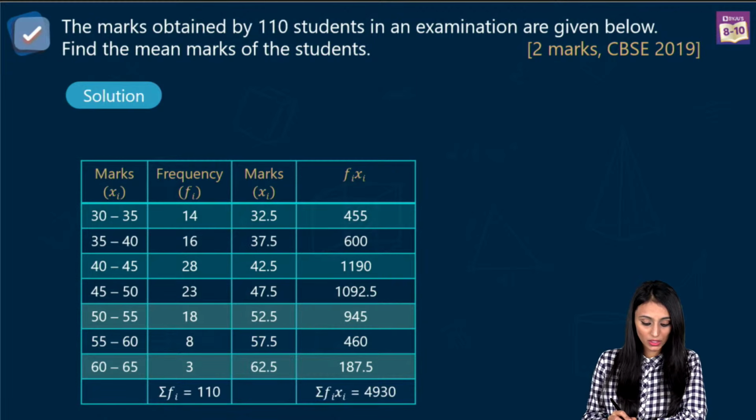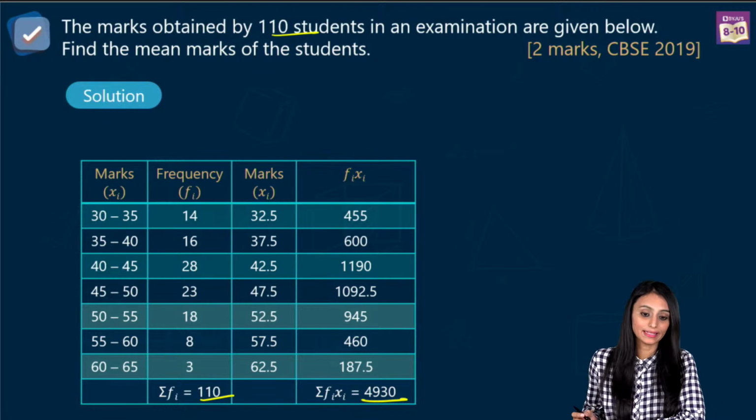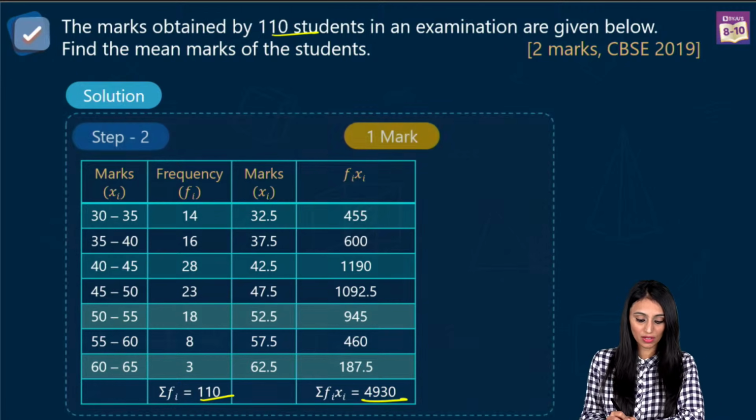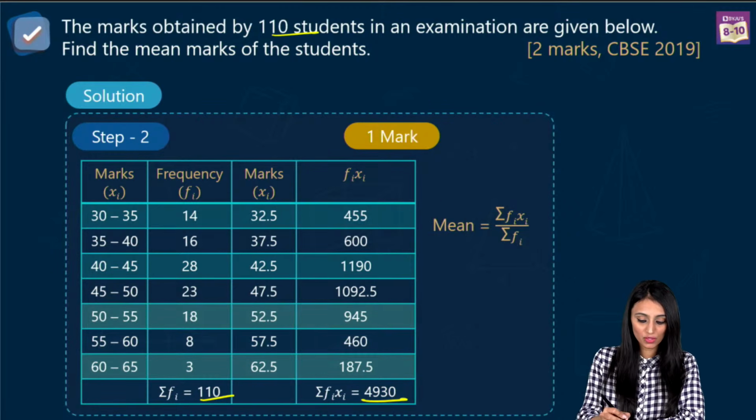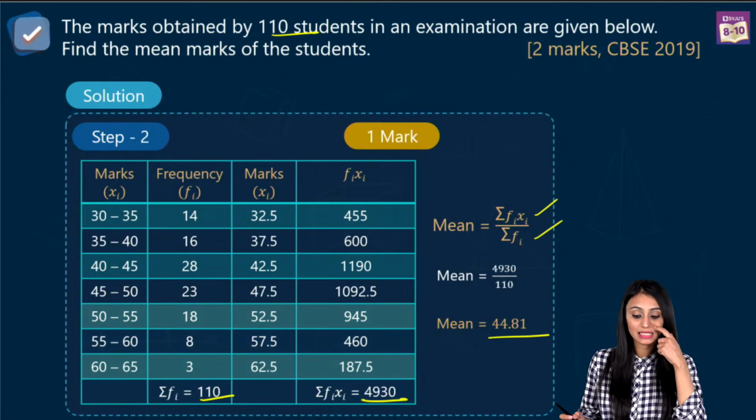Alright, now all we need to do is add all of them up. You get 4,930 and here it's already given in the question 110. Right? Summation fi xi and summation fi. Now use the formula of mean, which is summation fi xi by summation fi. Put everything here, 4,930 by 110. What do you get? 44.81. These are the mean marks of the students.